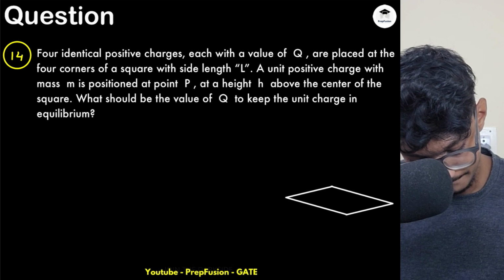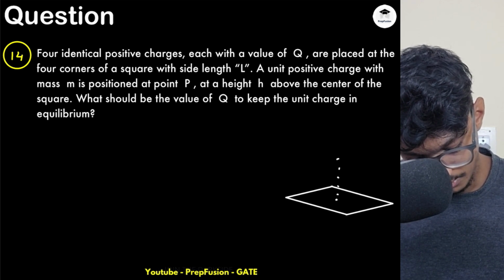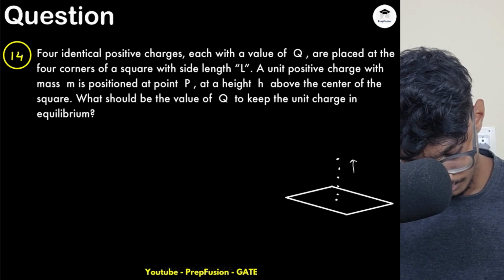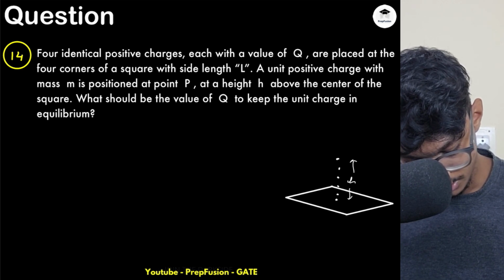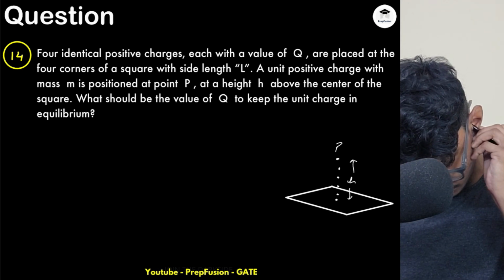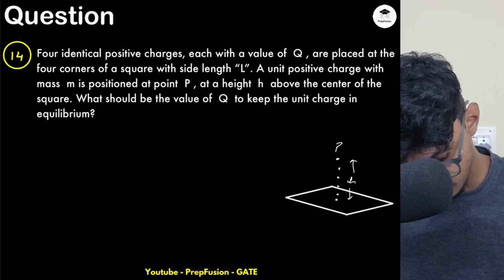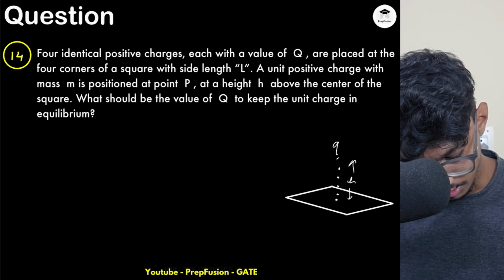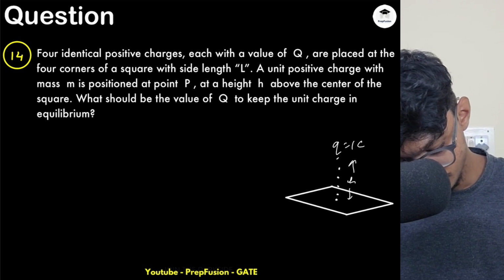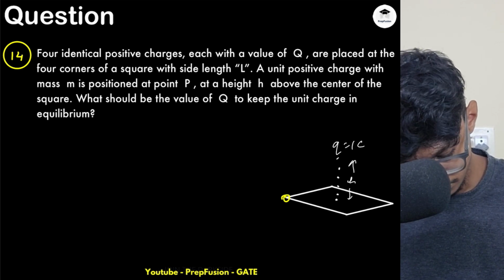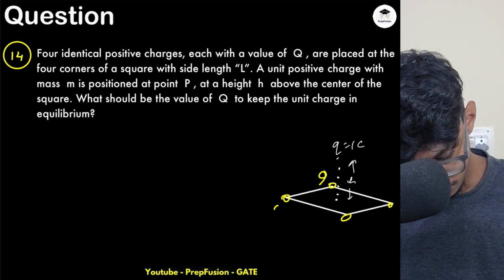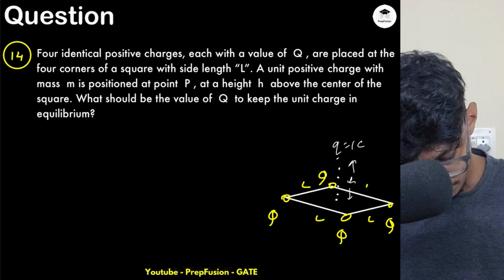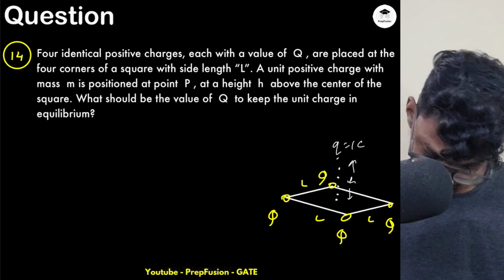And at height h, this is point P where a unit positive charge of 1 Coulomb is positioned. Okay, Q equals 1 Coulomb. So all these are Q, Q, Q, Q, with sides L, L, L, L.